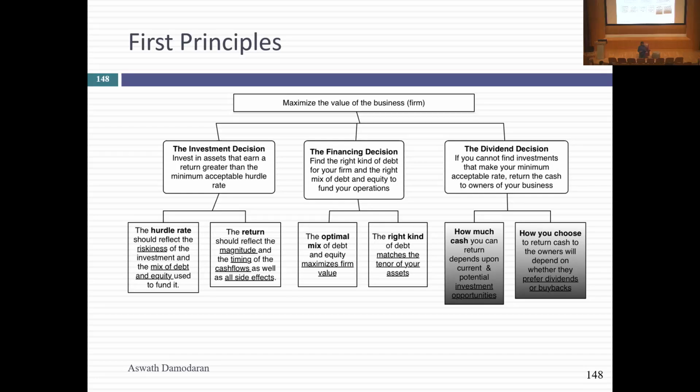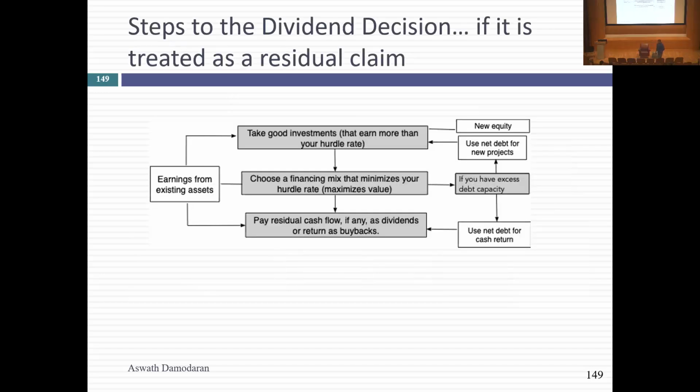I want to remove the mystery about buying back stock. I'm going to argue that buying back stock is just flexible dividends. And the choice will vary from company to company as to which one is better for them. So to start the discussion, let's set up what dividends should look like if you followed a logical sequence.